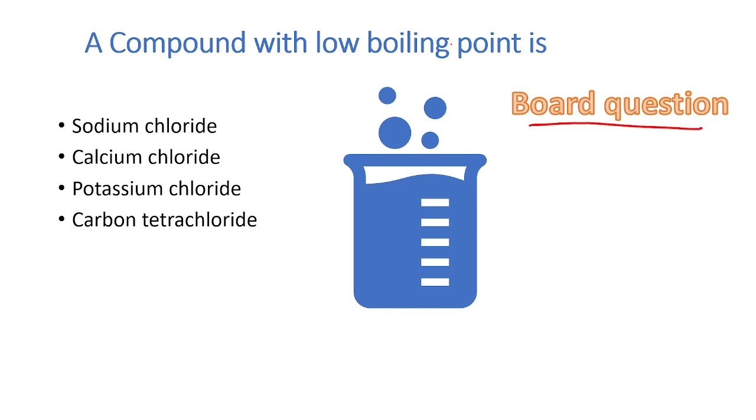A compound with low boiling point is. So how will you select? Out of these four, which compound will have a low boiling point? The correct answer here is carbon tetrachloride. Because sodium chloride is ionic, calcium chloride is also an ionic compound, potassium chloride is also an ionic compound, and ionic compounds have high boiling points. This is the covalent compound having a low boiling point.